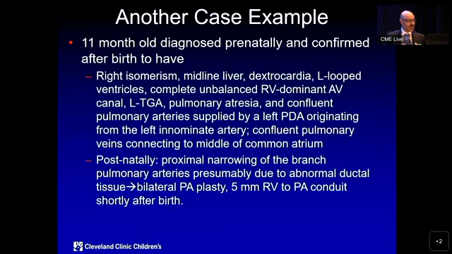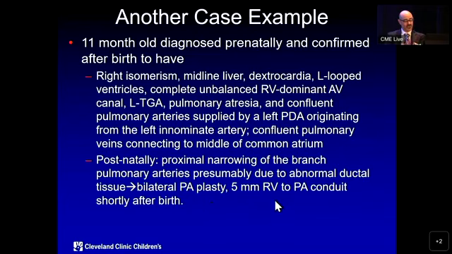Another case example is actually a patient of mine that I had met in utero, and she has right atrial isomerism, midline liver, dextrocardia, L-loop ventricles, unbalanced RV dominant AV canal, LTGA with pulmonary atresia, confluent pulmonary arteries supplied by a left PDA from the innominate artery, and confluent pulmonary veins connecting to the middle of the common atrium. Postnatally, she had proximal narrowing of the branch pulmonary arteries, which we presume to be due to abnormal ductal tissue. So rather than stenting, we decided to do a conduit.